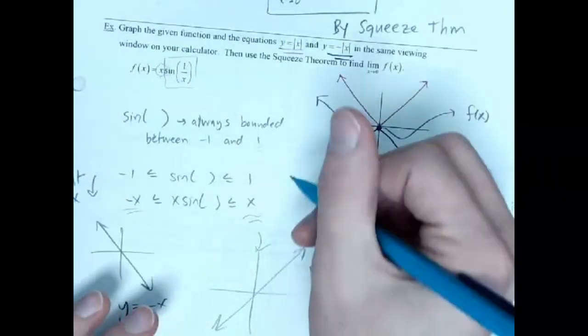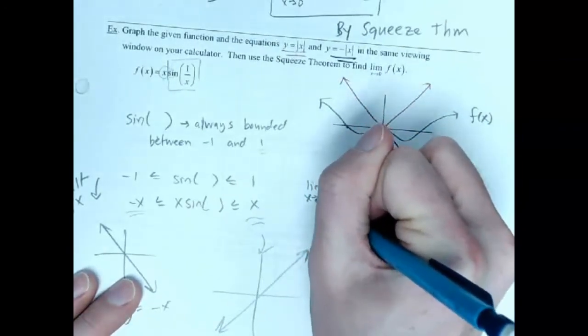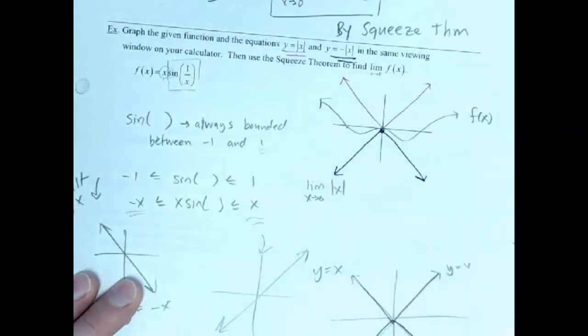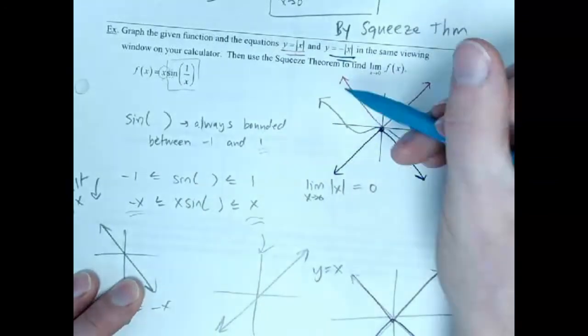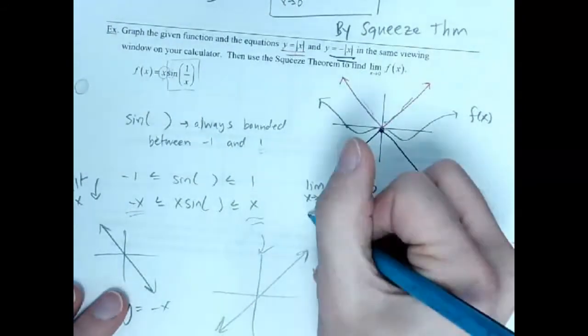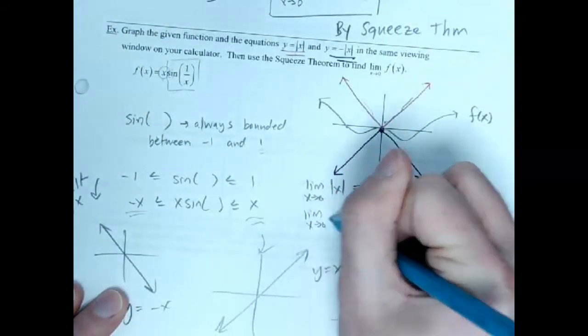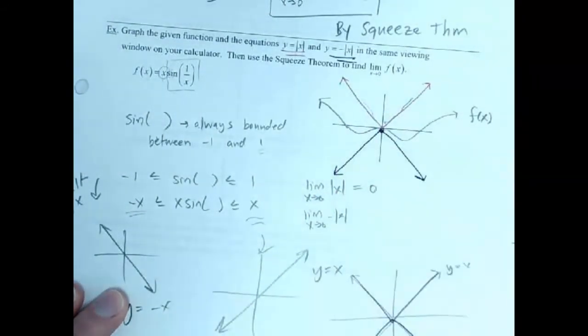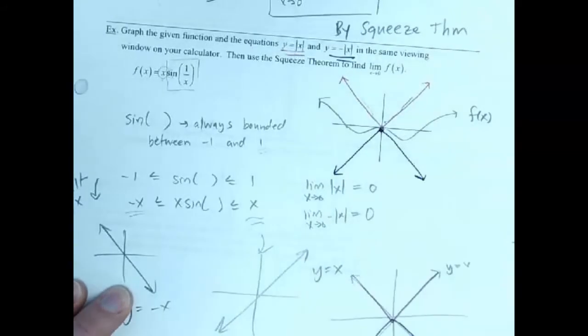What you'd really just have to do at the end of the day is take the limit of the top function, which we can see is going to be 0 as you approach from the left, and as you approach from the right, you're approaching the origin. And also the limit as you approach 0 for the negative absolute value function. It's also going to be 0. That's really lovely. Those match, which we like.